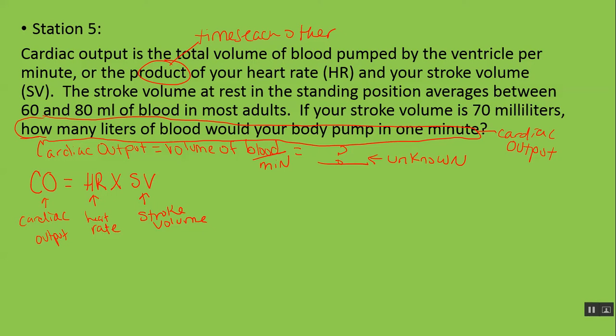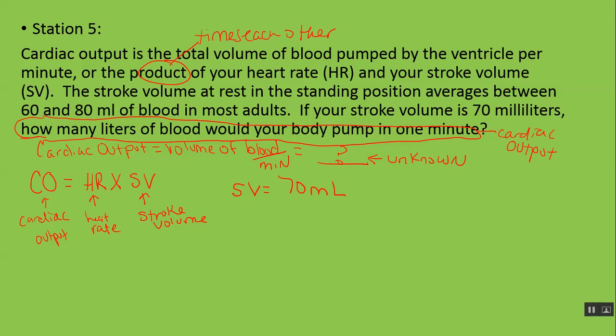Now remember, you're trying to figure out cardiac output, and we'll get to that in just a minute, but it tells you it's the product of your heart rate and your stroke volume. It goes on to say in the problem, the stroke volume at rest in the standing position is between 60 and 80, and then it even tells you what your stroke volume is going to be, right? So your stroke volume is 70 milliliters, okay? And it says, how many liters of blood would your body pump in 1 minute?